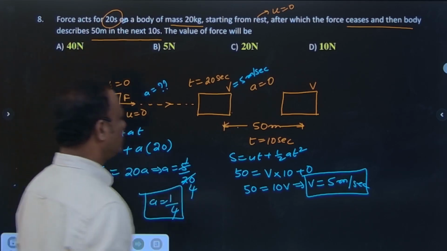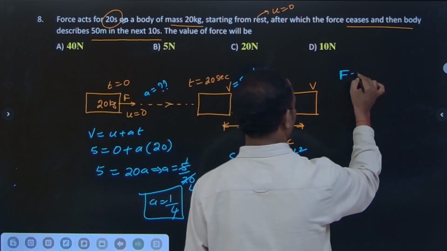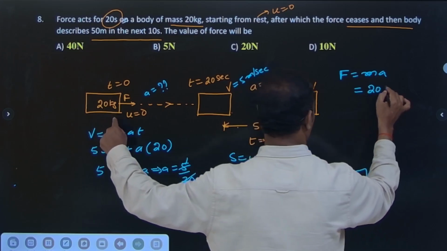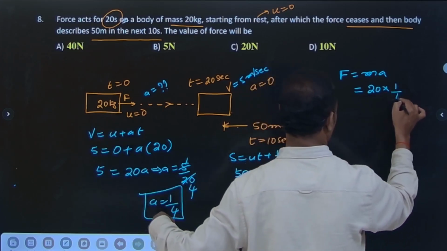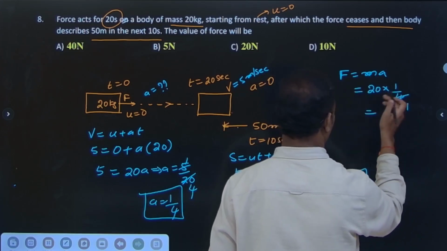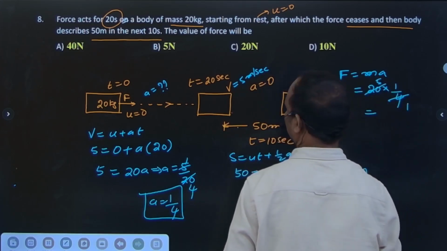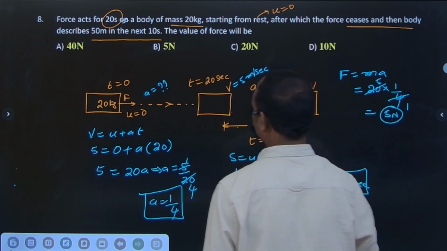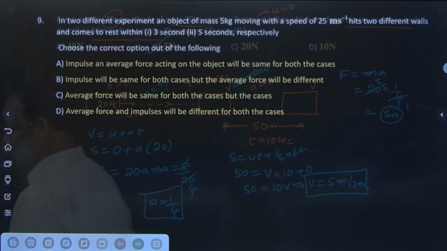Finally, your answer is asking about the force. F is equal to what? m into a. What is the mass given? 20, and its acceleration is what? 1 by 4. Okay, so 4 fives are 20. So this is 5 Newton, that is the answer. Option B is correct.